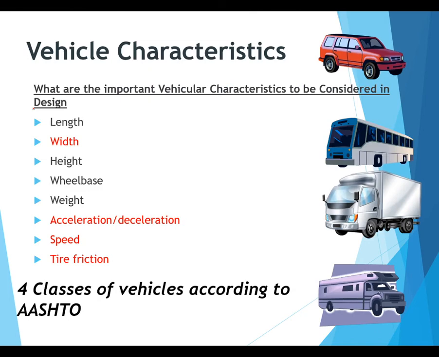Then we talk now about vehicle characteristics. We have different vehicles on the road. How can we design so that the road will serve all kinds of vehicles? A good example is lane width. What's the best lane width that will include all these kinds of vehicles? So we need to figure out what the different kinds of vehicles on the road are.